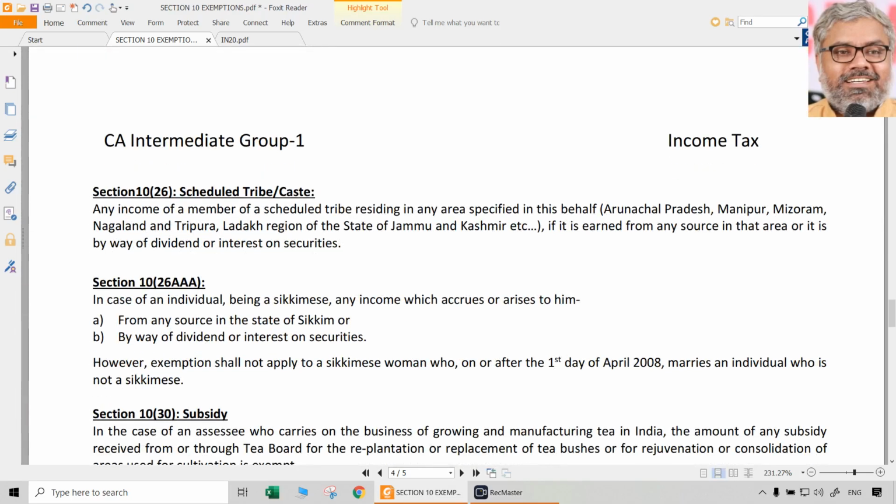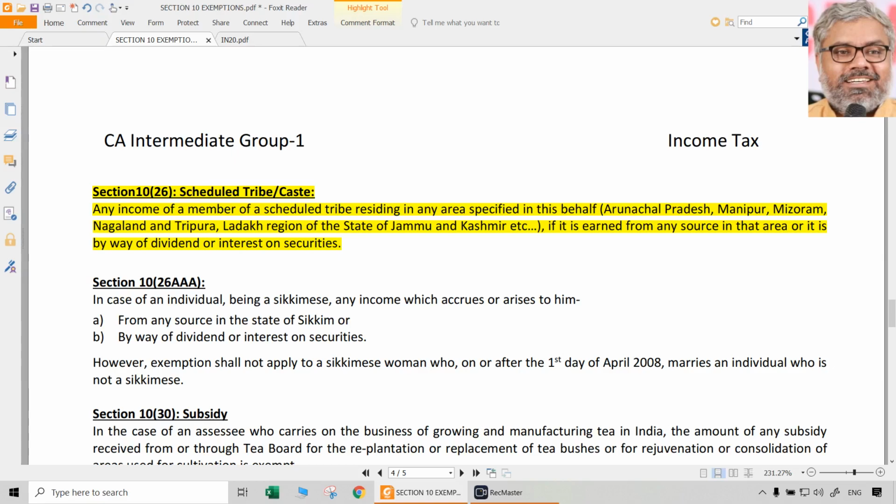Those are all exempt. Particularly certain things related to the scheduled tribes or caste incomes, not for everybody throughout India. Any income of a member of a scheduled tribe residing in any area specified in this behalf. Of course, there are so many areas which are specified: Arunachal Pradesh, Manipur, Mizoram, Nagaland, Tripura, Ladakh region in the state of Jammu and Kashmir. Certain areas are prescribed like that.